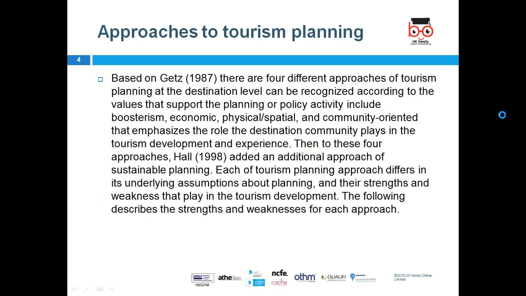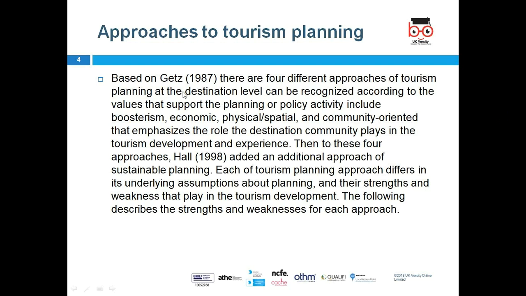Any question? No. Then we have approaches of tourism planning. There are a number of approaches. First, we're looking at four approaches. Tourism planning at destination level can be recognized according to the value, and the support planning or the policy activities.